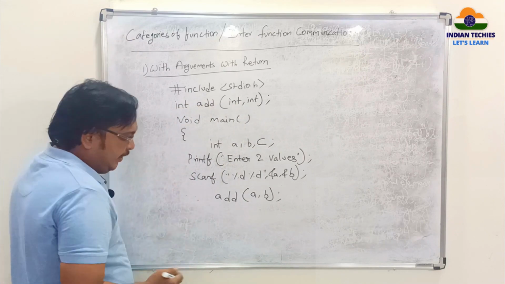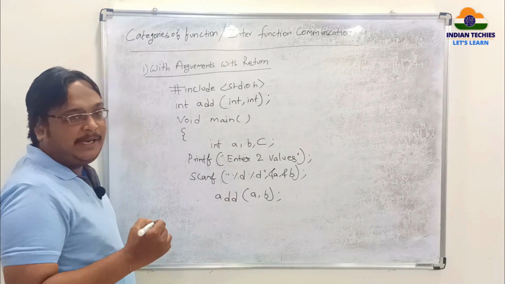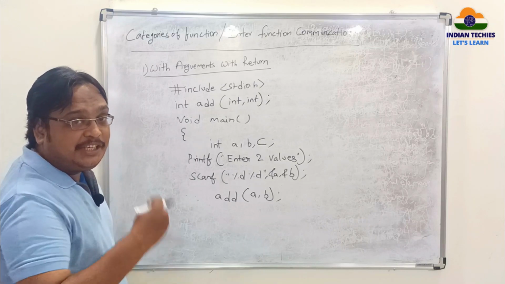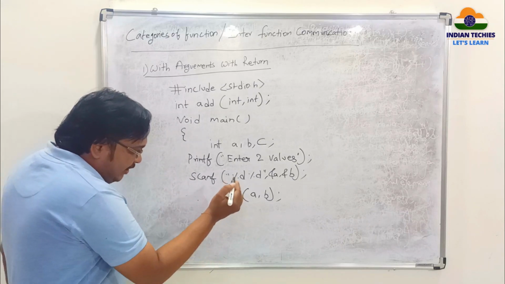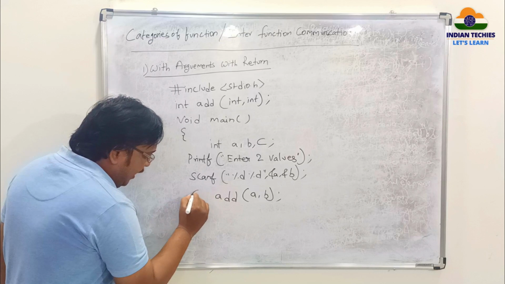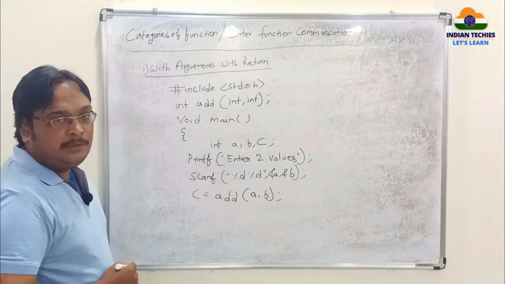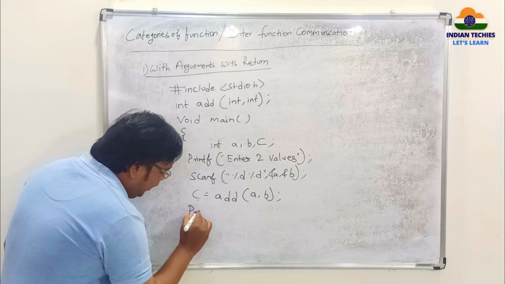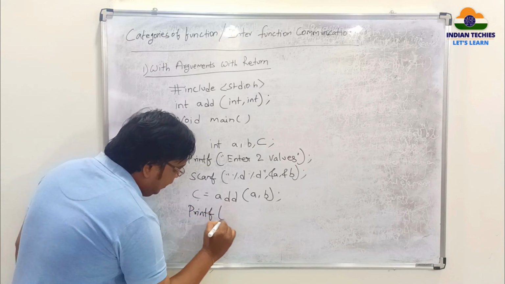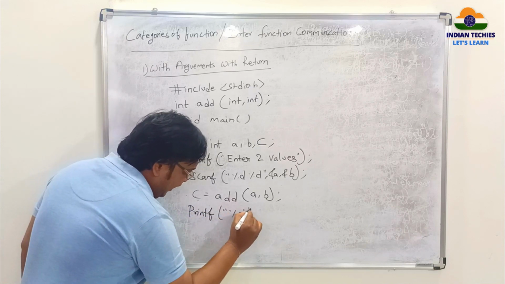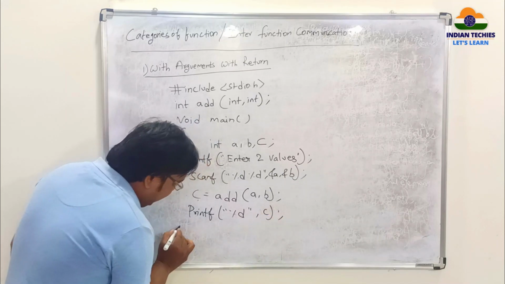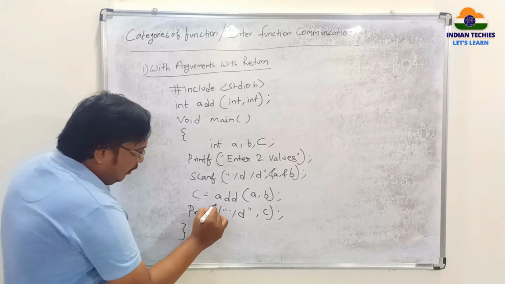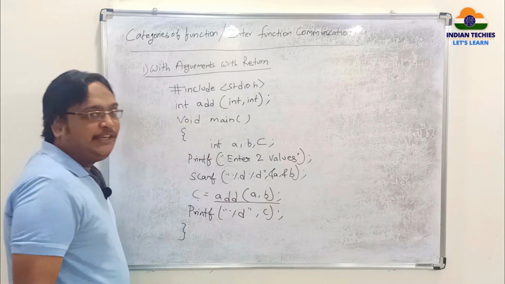So data types match. This function will perform some calculation. After calculation, it will return one result. That result will come to the same line where I am assigning it to c. So the final result will be available in c. So I am printing the value that is available in c, that is %d. Since c is also an integer, %d, c. This is called function calling, execution.